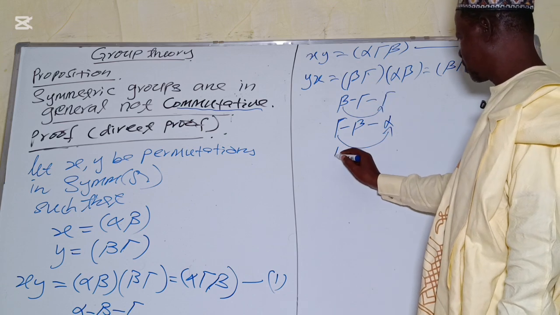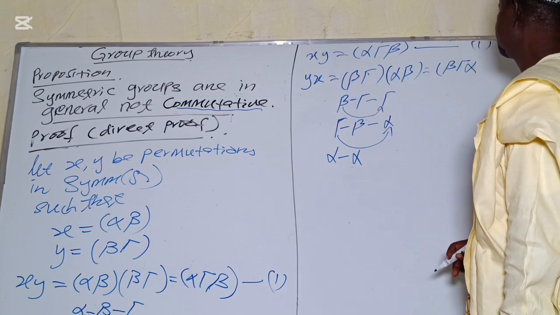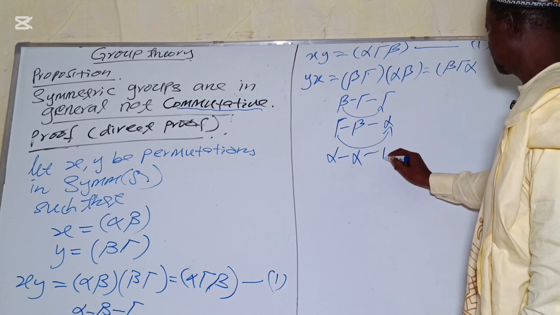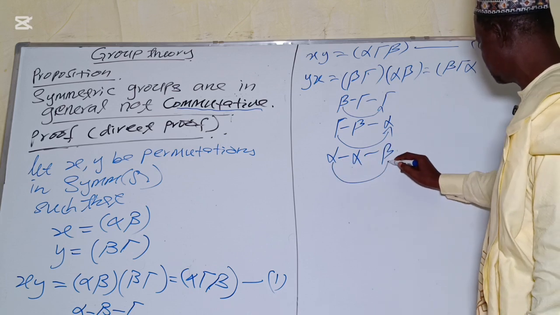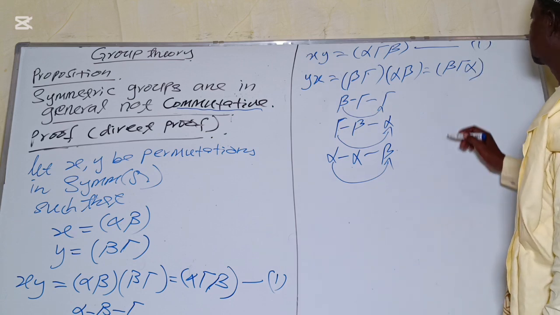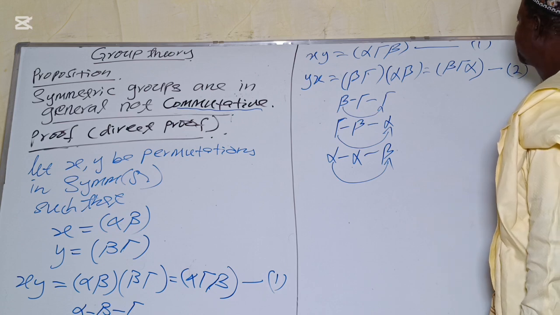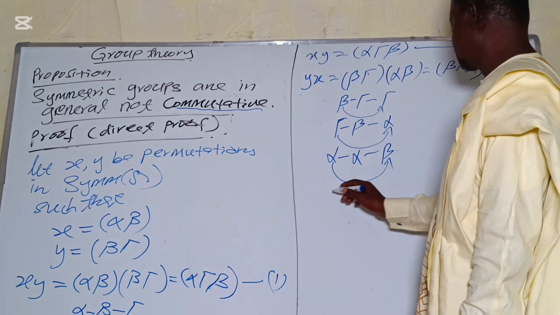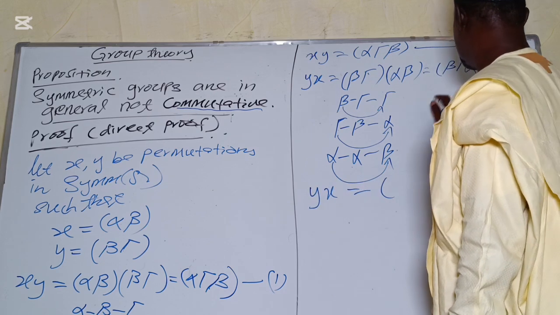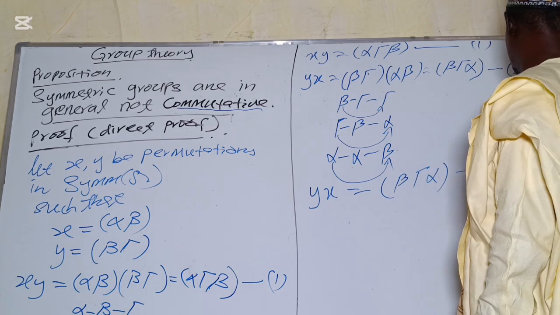Now, what is alpha mapped onto? Alpha is mapped onto itself in the first cycle because alpha is fixed in the first cycle, but alpha is mapped onto beta in the second cycle. So alpha is mapped onto beta. So I close this cycle and call this equation 2. This means yx is the permutation (beta gamma alpha), which is what I call equation 2.